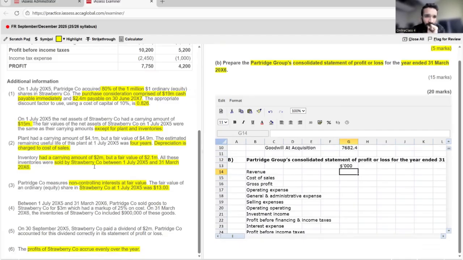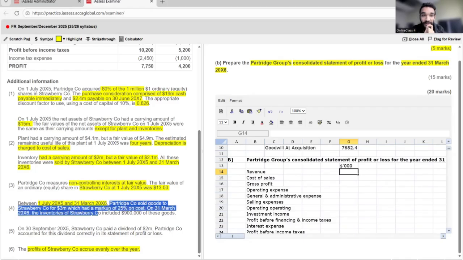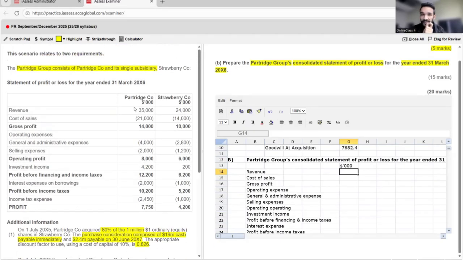We have done with all the numbers. Now, the post-acquisition period is from 1st July to 31st March. P company, its parent, not the subsidiary, P2S, has sold goods to Strawberry for 3 million, which had a markup of 25% on cost. Let's just ignore that markup. The intercompany sales are 3 million, and it's already during the post-acquisition period, so you will get the easy marks for revenue.